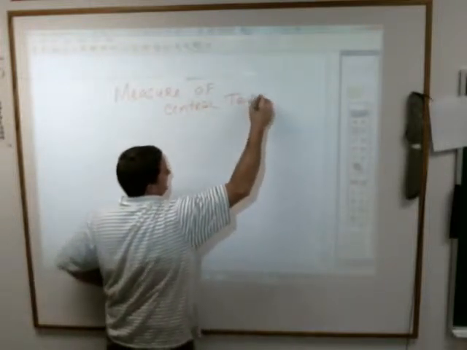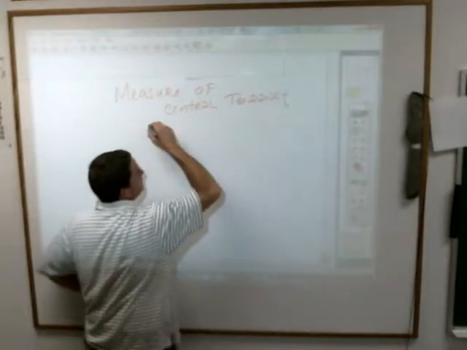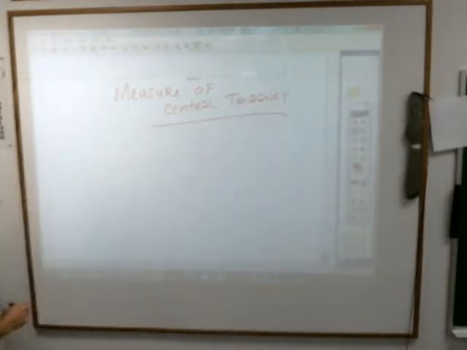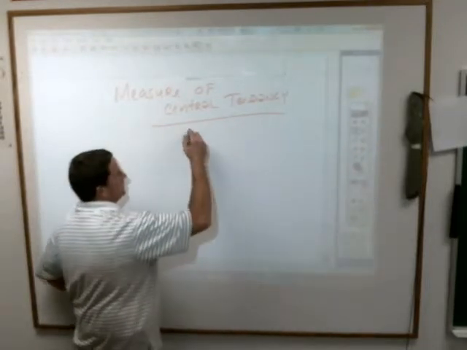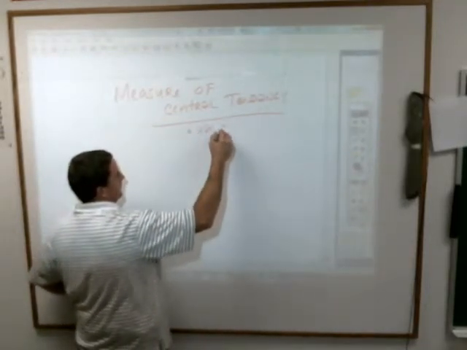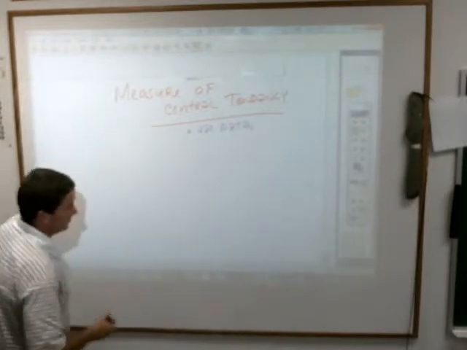Measures of central tendency. Which means something that I don't know. And these come up usually when you have to use data, which means just some information.